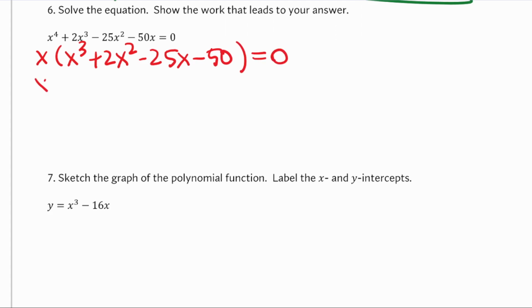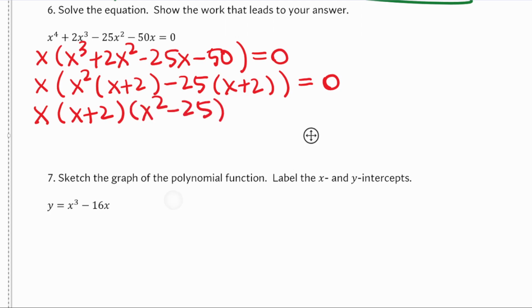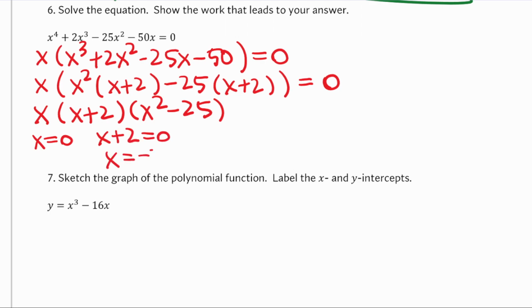And then I can group and factor. I'm going to factor out x squared and get x plus 2. I'll subtract 25. I'll be left with x plus 2. And so x times, I factor out the x plus 2, and then I'm left with x squared minus 25. And so either x is equal to 0 or x plus 2 equals 0, which would give me x equals negative 2, or x squared minus 25 is equal to 0, which is where x squared equals 25, and x is equal to plus or minus 5.